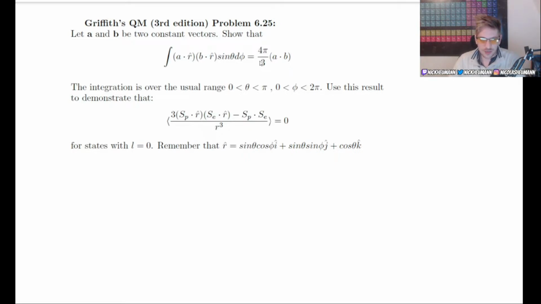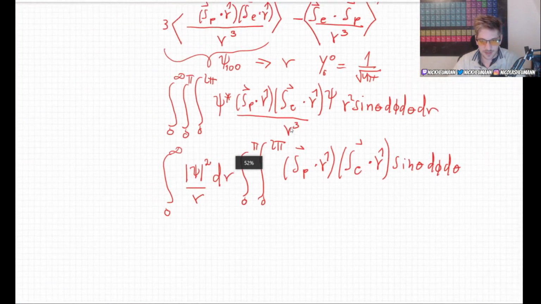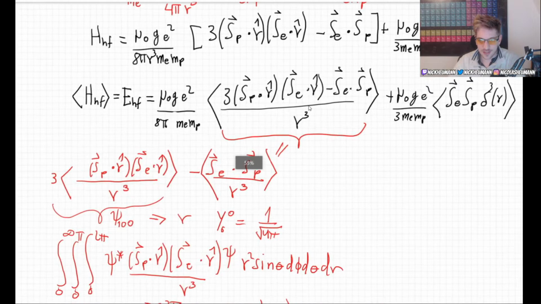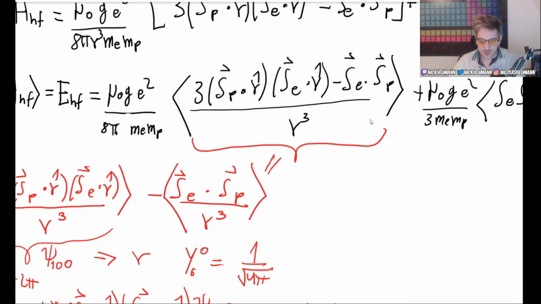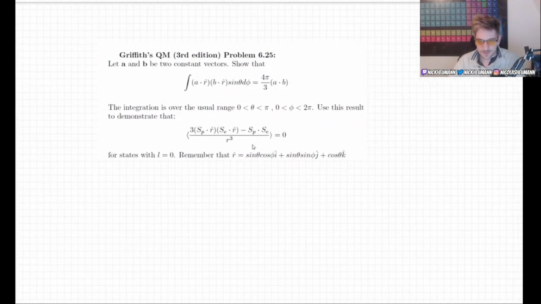We want to show that it is 4 pi over 3 and then the dot product of a dot b. And we have to integrate over 0 to pi and 0 to 2 pi. That's what we're doing. And we want to use that to demonstrate that this expression, which we just came across, right? Remember this, let me find it. This thing right here, right? We want to show that this right there is 0. So that is what we want to do.